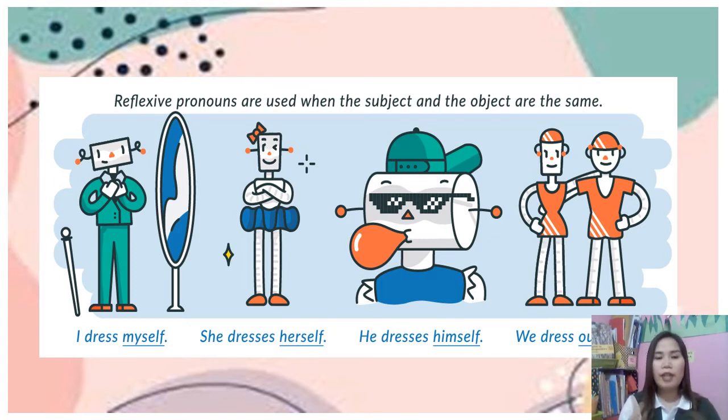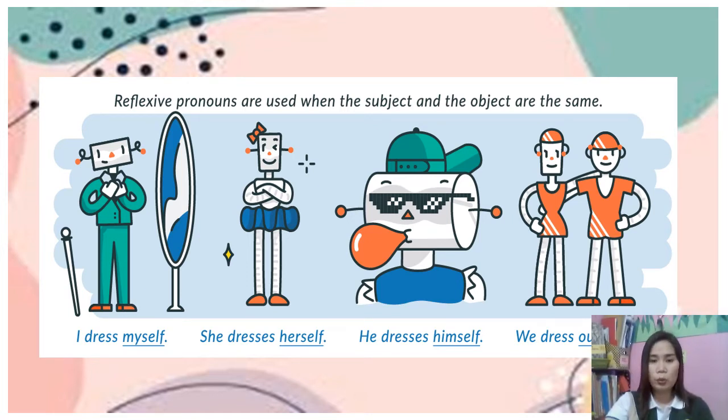Next, he dresses himself. Himself is a reflexive pronoun that refers to the subject he. And we dress ourselves. Ourselves refers to the subject, which is we. So reflexive pronouns are used when the subject and the object are the same.